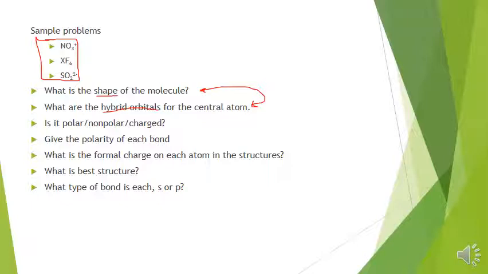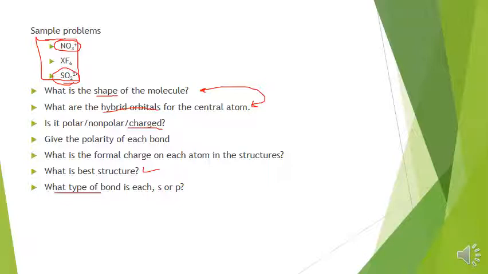You can also just look them up on the internet. Also, you're going to have to tell me if the molecule is polar, nonpolar, or charged. You have to be careful about this. Each bond in the structure can be polar or nonpolar, and we can actually figure out the polarity and give it a quantitative number using electronegativity. We're also going to find the formal charge on each atom in the structures. For a couple of these structures, there will be more than one possible structure, and you're going to have to figure out which one's best.